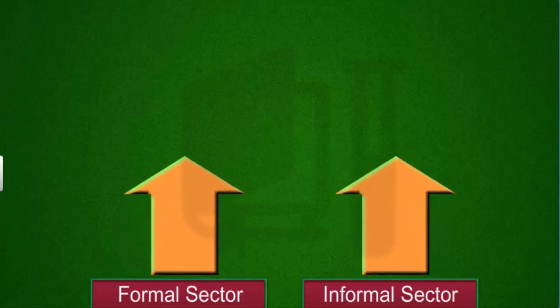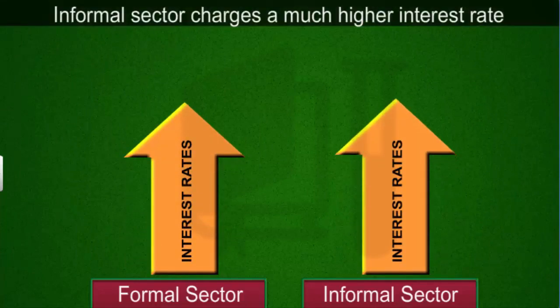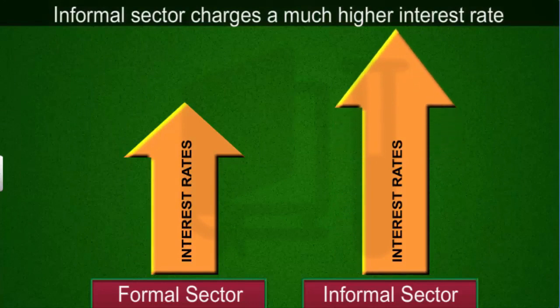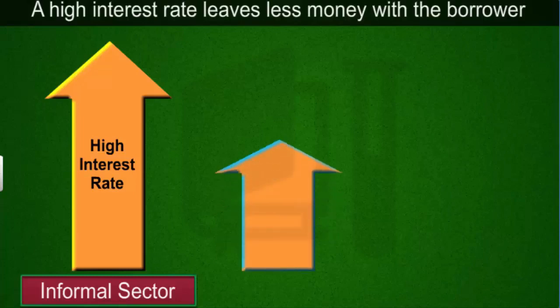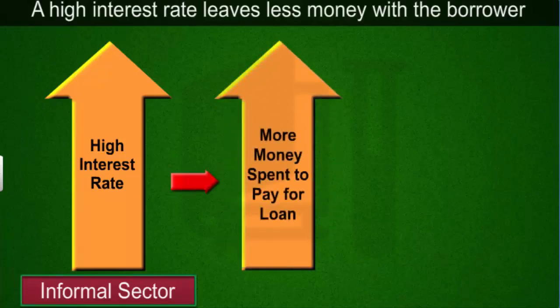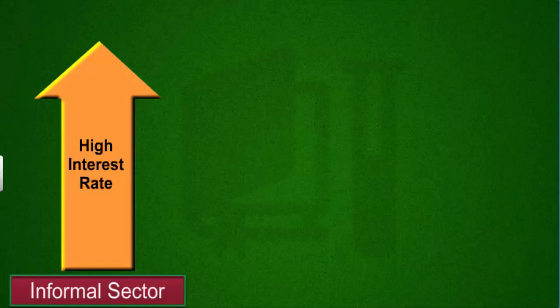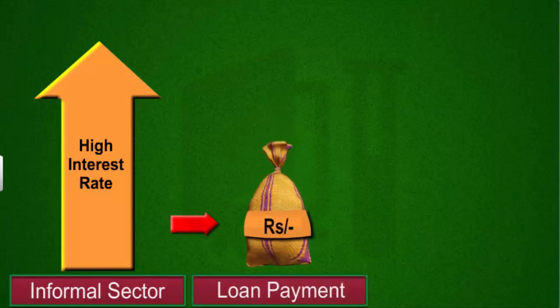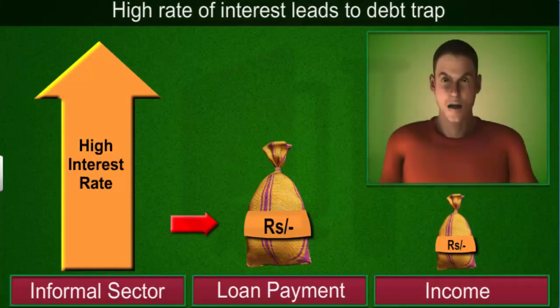In the absence of any control or supervision, the informal sector charges a much higher interest rate than the formal sector. A high rate of interest means that a borrower spends more money to repay the loan and is left with less money for himself. A high rate of interest may result in the loan repayment amount becoming more than the borrower's income. This leads to a debt trap where the person's debt goes on increasing.